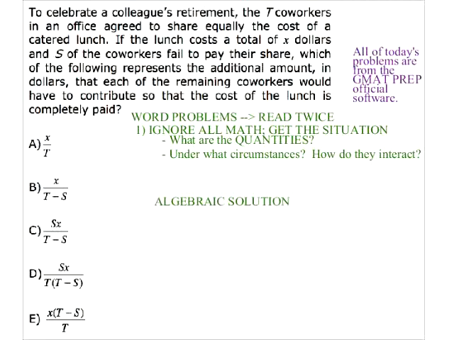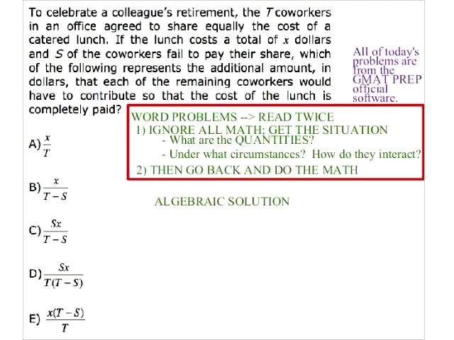Then the second time you read the problem, you're looking at math. But one thing you want to make sure that you don't do is try to do math while you're reading the problem, because that's just going to result in confusion. So let's read it the first time.